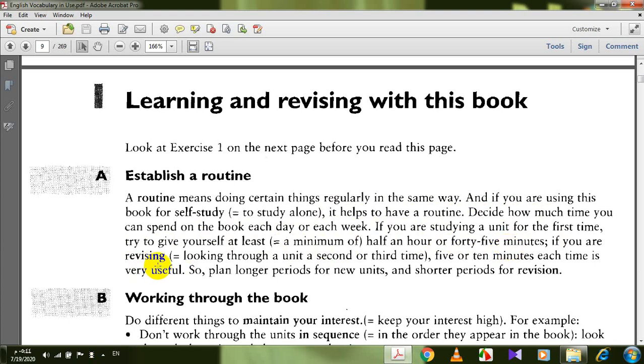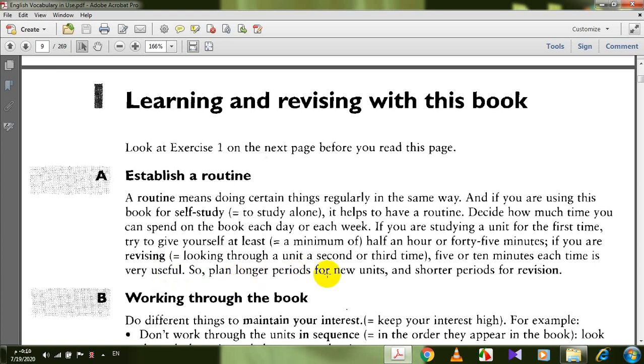If you are revising, looking through a unit a second or third time, this is revising. But studying means looking at the unit for the first time. Revising means looking at the unit for the second, third, fourth time. This is a revision. Looking through a unit a second or third time, 5 or 10 minutes each time is very useful. So revision doesn't need much time. It needs just 5 minutes, 10 minutes and this stuff.